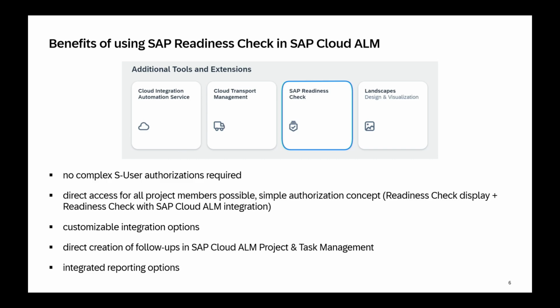And there are some advantages when you are using it inside Cloud ALM. You don't have to deal with any S-user authorizations. We have a very simple authorization concept also for the Readiness Check. There are just two roles in place, one for displaying the Readiness Check, and the other one for the integration with SAP Cloud ALM. The integration itself is also customizable, so you can define which follow-ups you want to create from the Readiness Check. And we have also included some reporting capabilities. This is everything that you don't have when you are using it in SAP for Me.